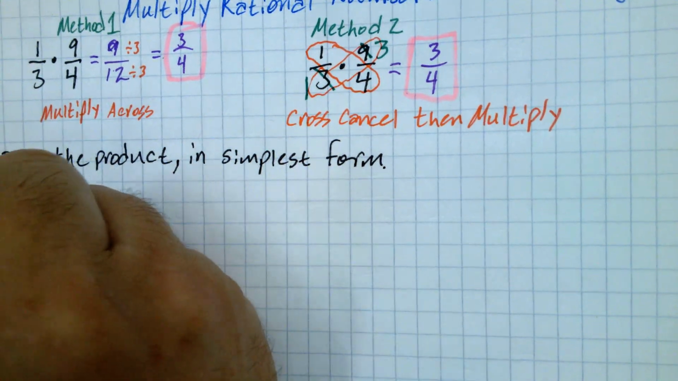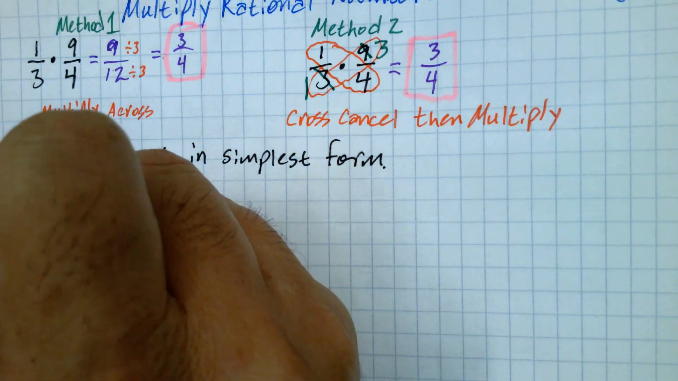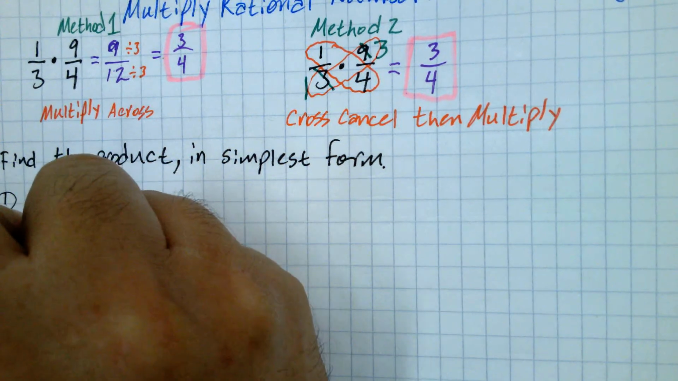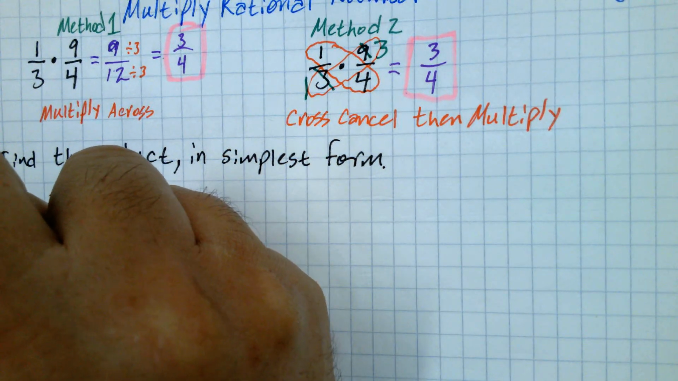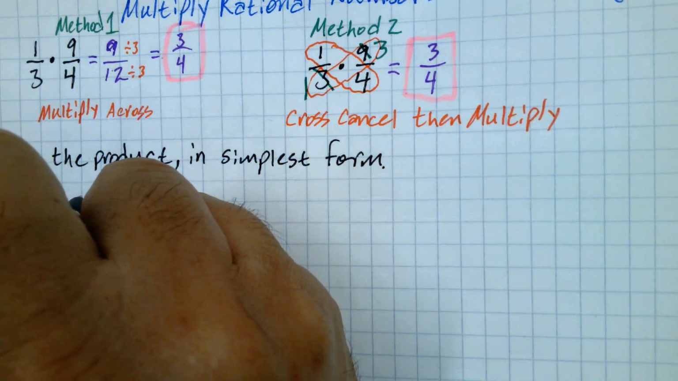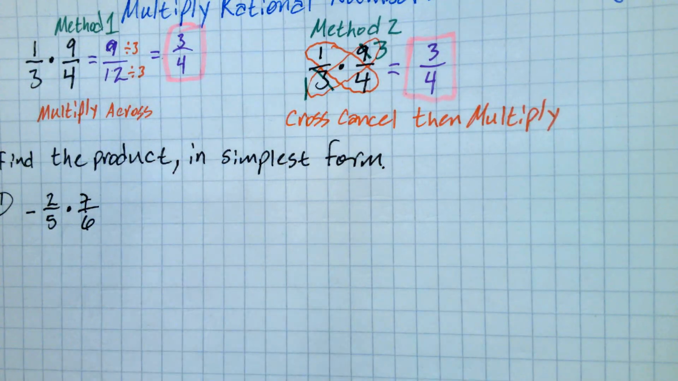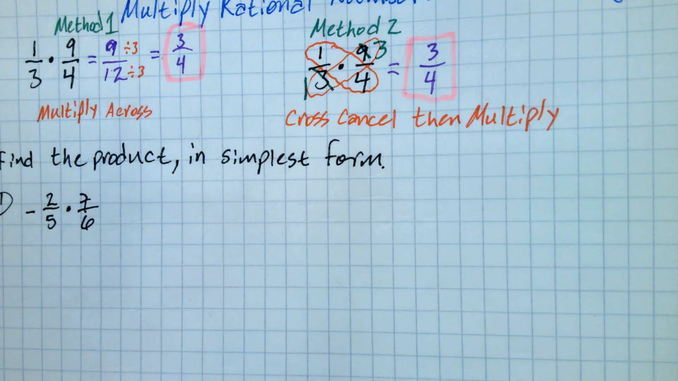So we're going to do number 1, negative 2/5 times 7/6. Again, we have an improper fraction for the second value that we're multiplying. That's okay, leave it that way. In fact, when it is a mixed number, we're going to want to change it into an improper fraction. Okay, so we're using method 1, right?